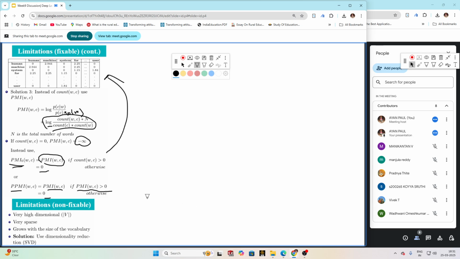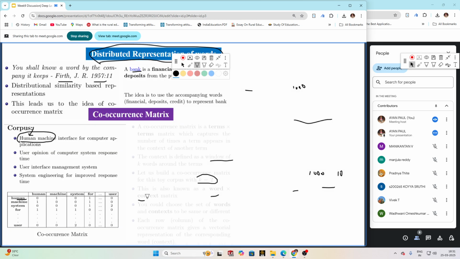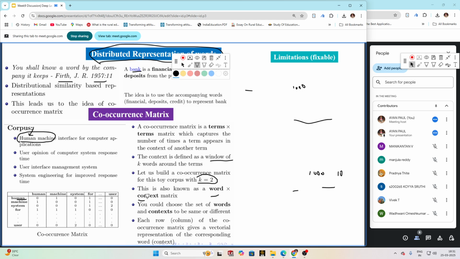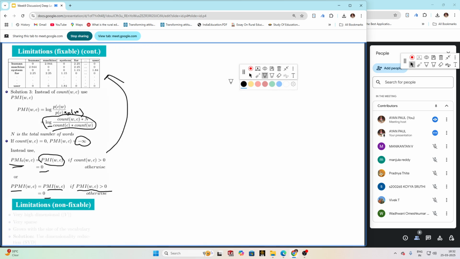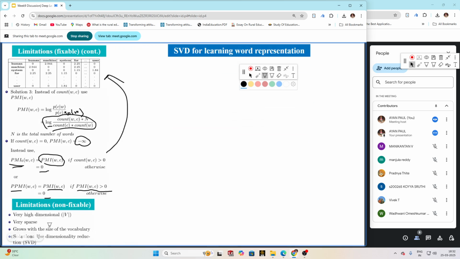What are the other limitations of this co-occurrence matrix or distributed representation of words? The other problems are non-fixable. First, again we have a very high dimensionality problem, because earlier in one-hot encoding we also had this dimensionality problem, as there can be so many words in the vocabulary. So this is a non-fixable problem.